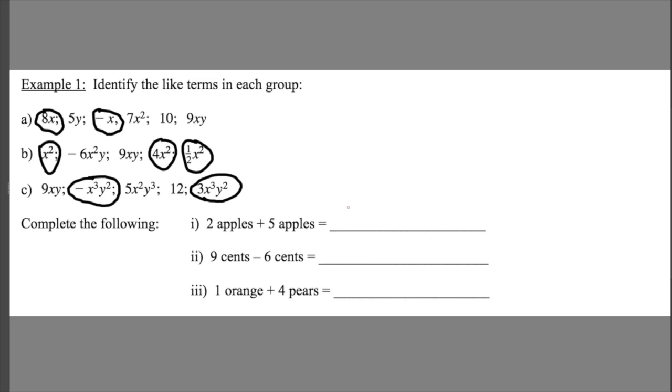All right. When we collect like terms, we're also going to be able to add them together. So if you have 2 apples plus 5 apples, you're going to get 7 apples, because they're like terms. You can put apples together with other apples. 9 cents and 6 cents, you're going to get 15 cents. Again, you can put cents together.